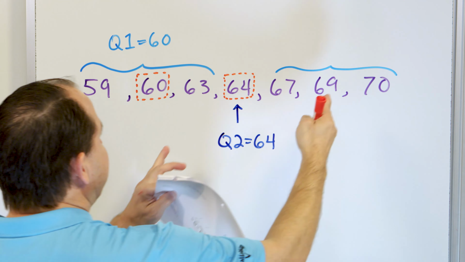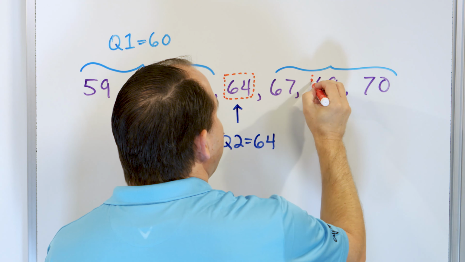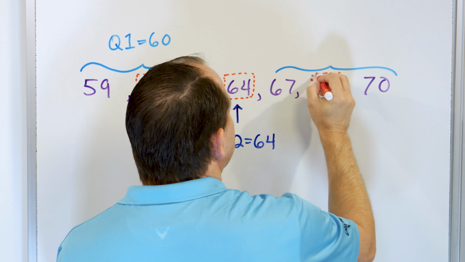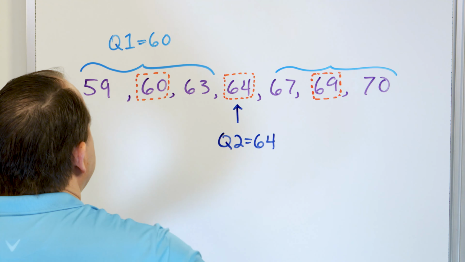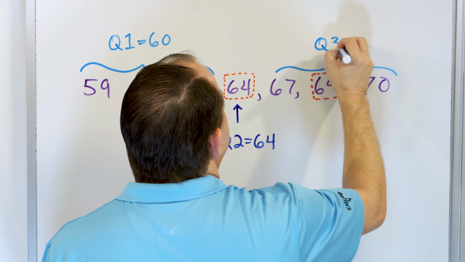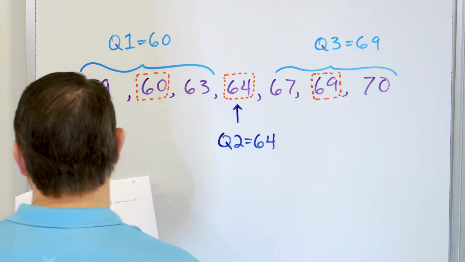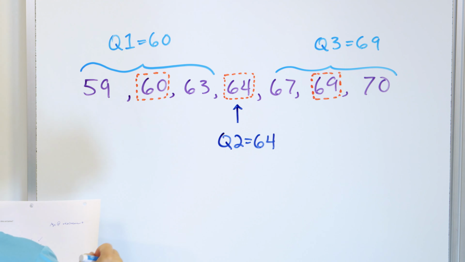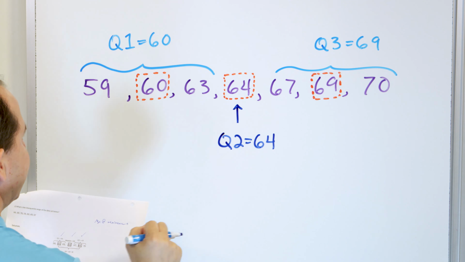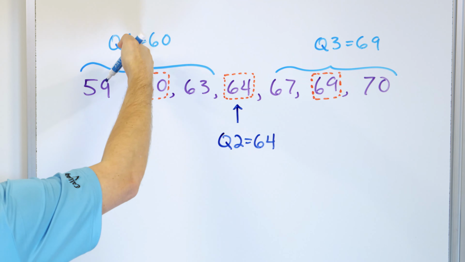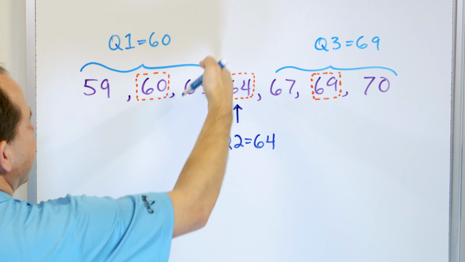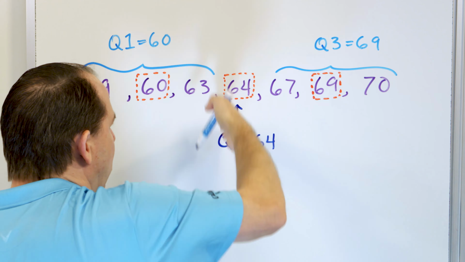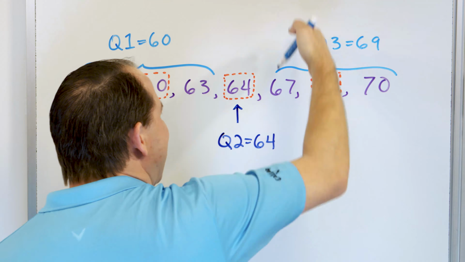And then finally, we can look at the upper part of the data, and we can see that we have a middle value very easily to read right here. And so Q3 is equal to 69. So Q1 is 60, Q2 is 64, and Q3 is 69. So this number 60 is like a boundary, and this 64 is like a boundary, like a wall, and this 69 is like another boundary, like a wall.